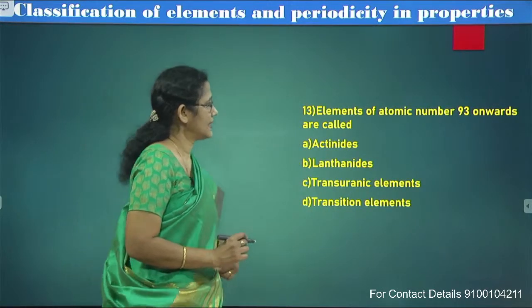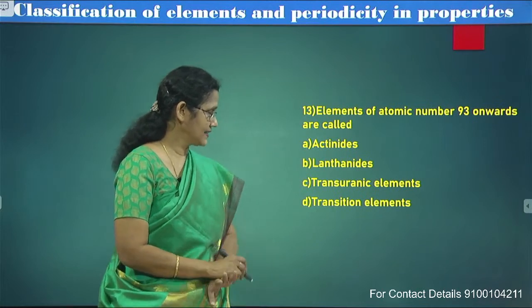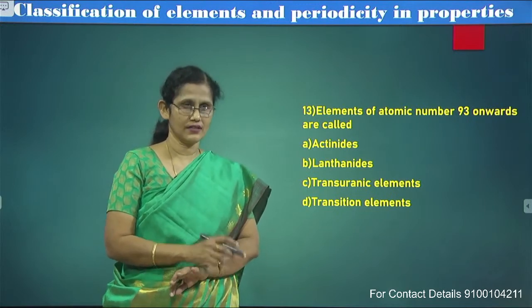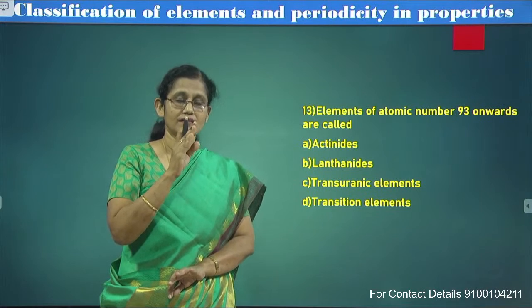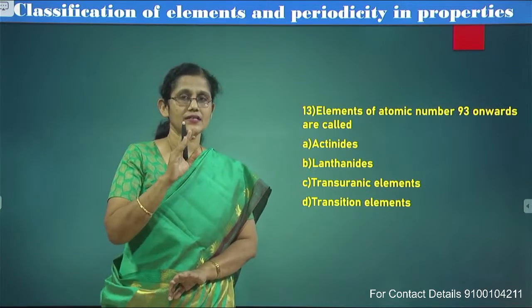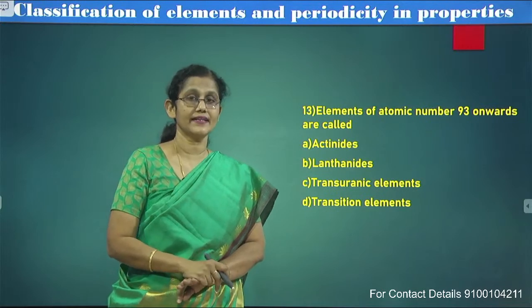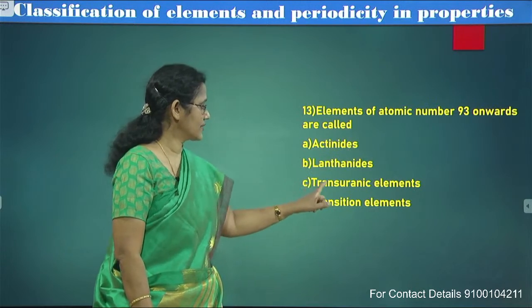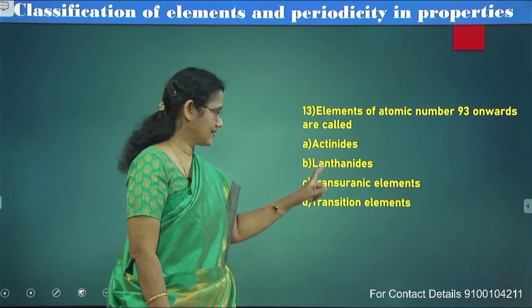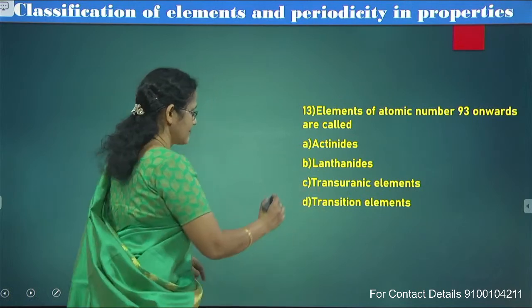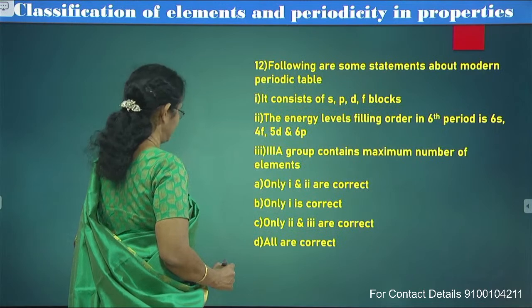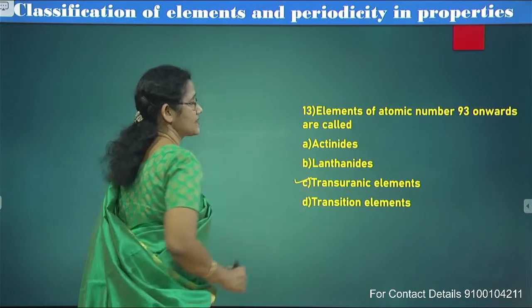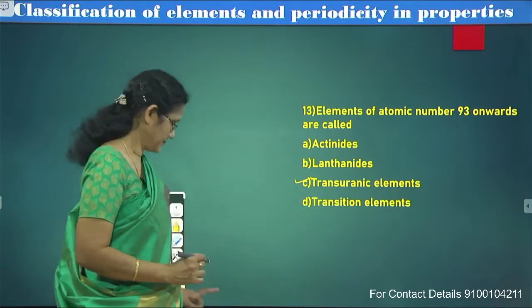Now, see the question: elements of atomic number 93 onwards. We discussed this as soon as we started this session. What are transuranic elements? Elements after uranium. Uranium is 92. So, elements from 93 onwards are called transuranic elements. So, this should be the correct answer.